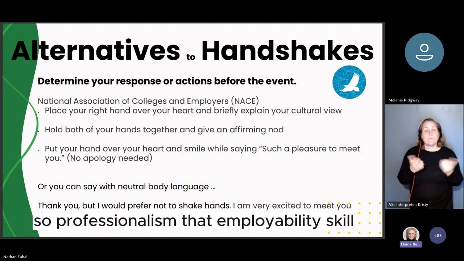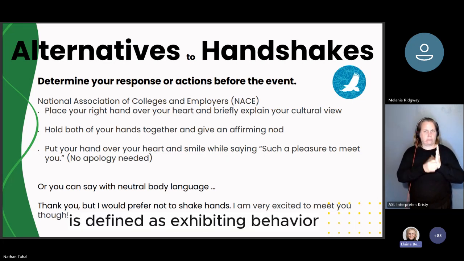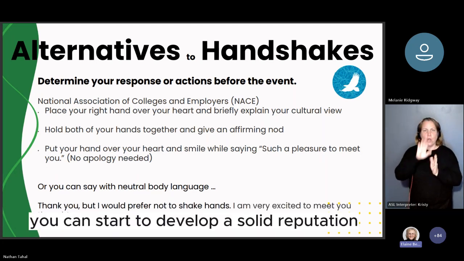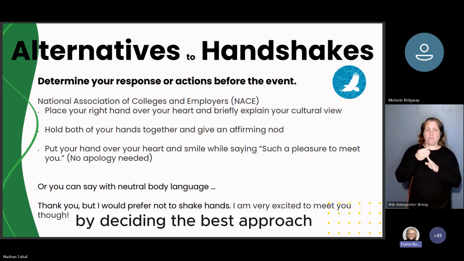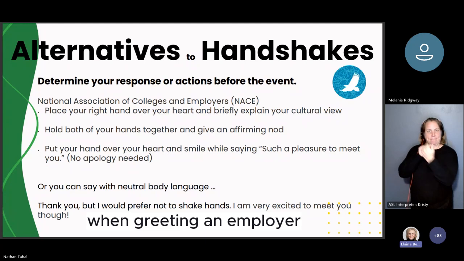So, professionalism, that employability skill I highlighted, is defined as exhibiting behavior and actions that enhance your personal reputation. You can start to develop a solid reputation as an effective communicator by deciding the best approach when greeting an employer.